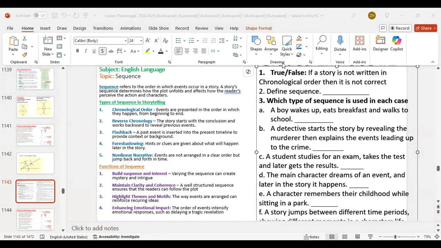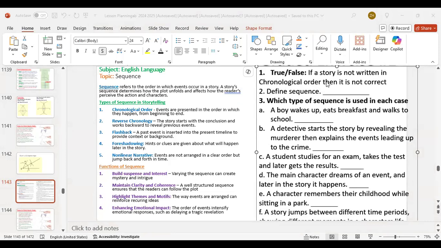All right. True or false for number one? If a story is not written in chronological order, then it is not correct. Is that true or false? False. Why is that false? Because there are many different types of sequences. Very good. There are different types of sequences.